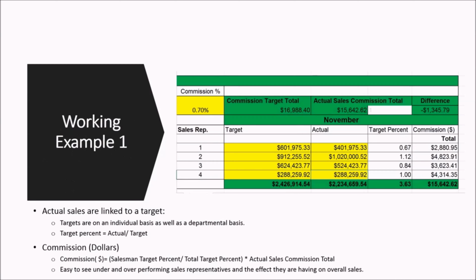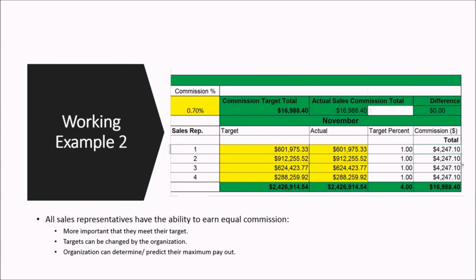So you realize that sales rep 2 actually makes more than sales rep 1, because he actually went over his target and therefore he contributed more to the overall $15,642.62. So I'll give you another example.